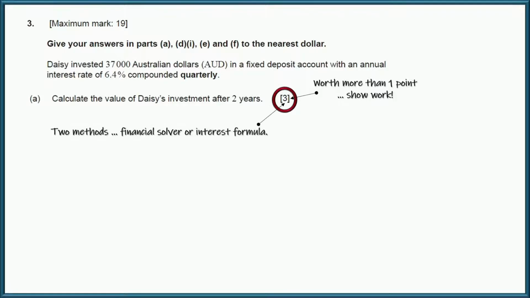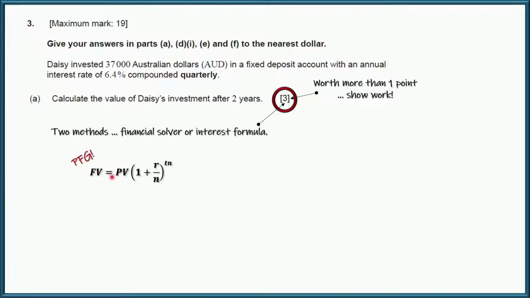Look at that. 3 points. Dang, there are 2 methods to do this one. You could use the financial solver or the interest formula. I prefer the interest formula for this kind of question because the financial solver has some quirks that vary by calculator, and this is a pretty straightforward question. I mean, I think this is actually valid for freshmen in an honors math class.